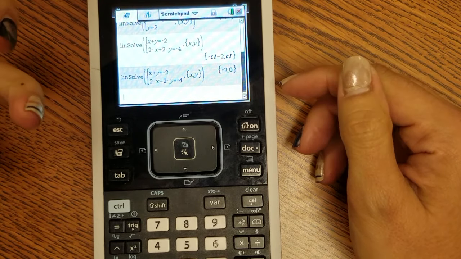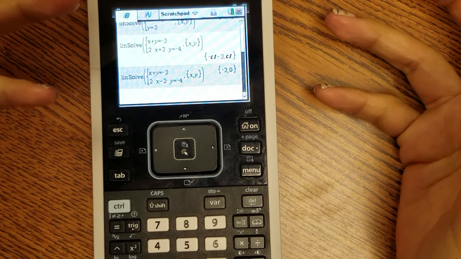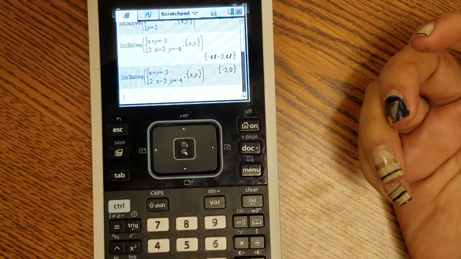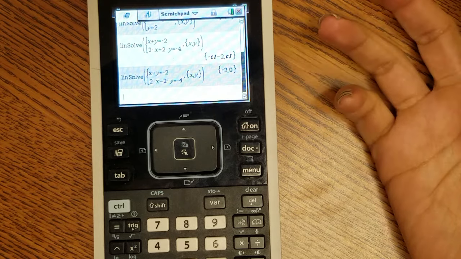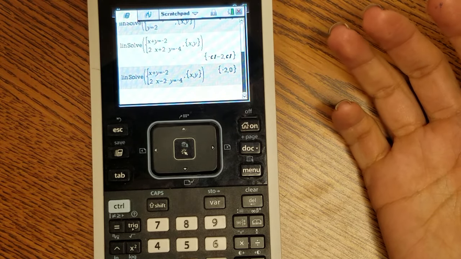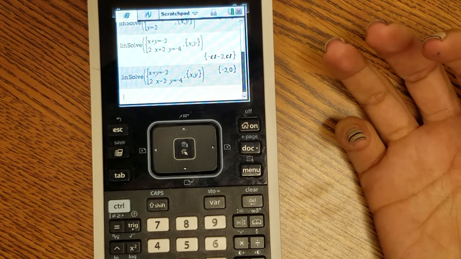Make sure that you show me work on your test or your quiz. This is just for you to see if you're correct, or to help you out if you're not too sure what you're doing. You can use this if I'm asking you to solve by graphing or substitution or elimination.